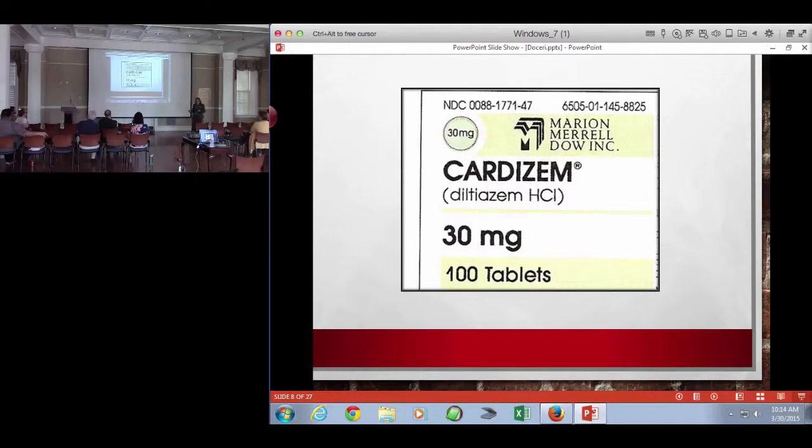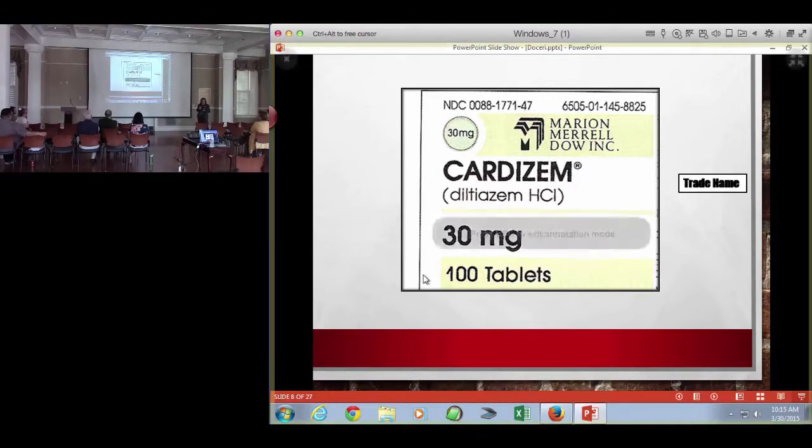So some of the key things on the medication labels would be finding the trade name. That's a manufacturer name. Okay, so that's what we all know as Tylenol, Advil, Motrin, Aleve. Those are the trade names. So for this one, the trade name, got to get that pen again, is Cardizem.